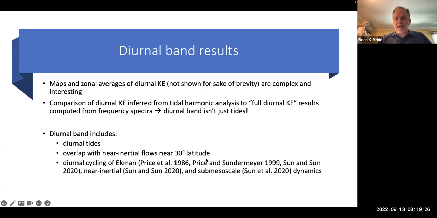But even outside that, the tides are often weaker than what you see in the full diurnal band, as I'm calling it. So our best guess at this point is that we're seeing diurnal cycling of Ekman, near inertial and submesoscale dynamics. This first paper that we're doing here is quite broad. We're looking at lots of frequency bands and vertical structure. We don't explain everything that we're seeing, and we're saving some things for later work, but there's a lot to be done in the diurnal band.